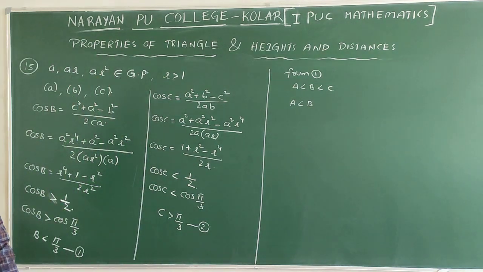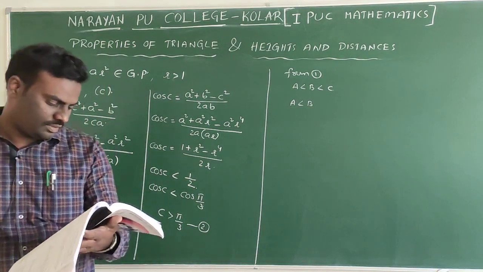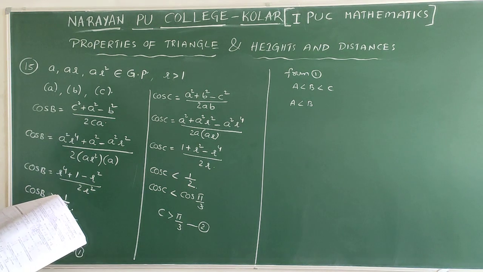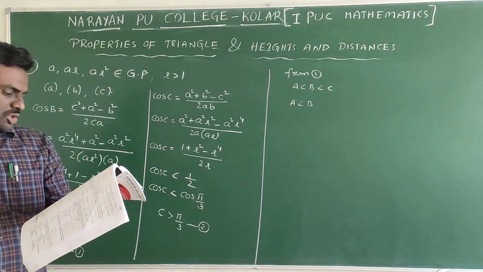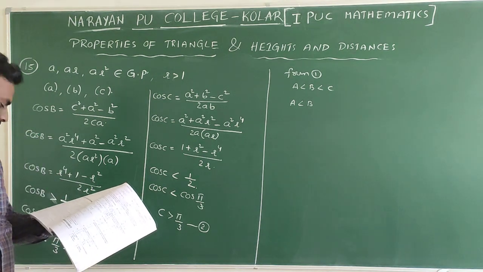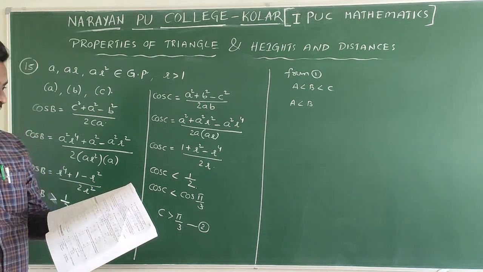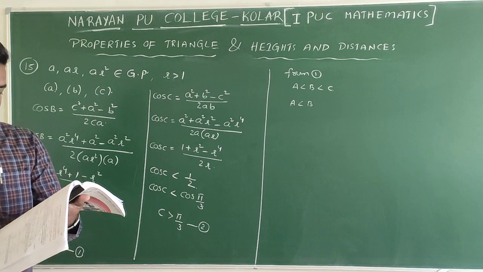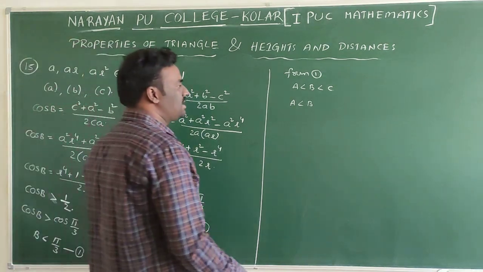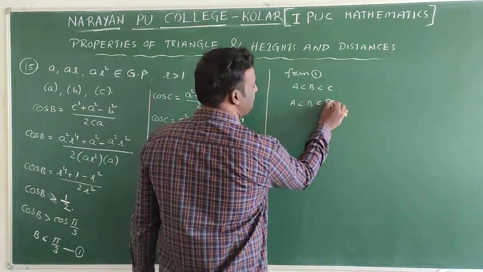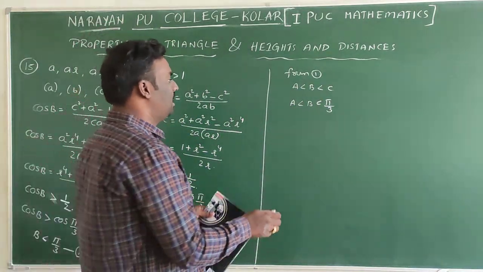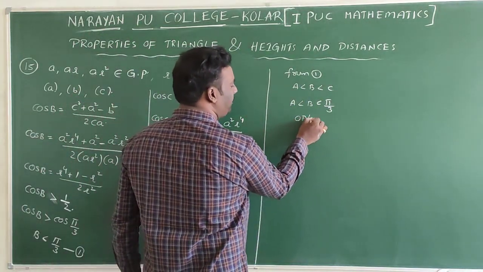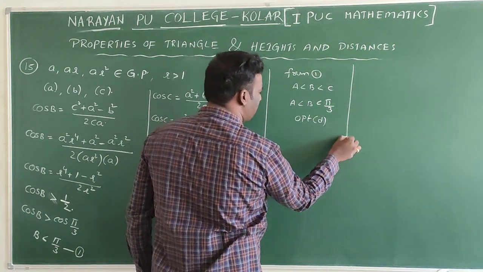Now check the options. The first option, they given A greater than pi by 3. Second option, B greater than or equal to pi by 3. No. Next, C less than pi by 3. But we got greater than pi by 3. Therefore, A less than B less than pi by 3 is the correct answer. That is nothing but option D is the correct answer for this question.